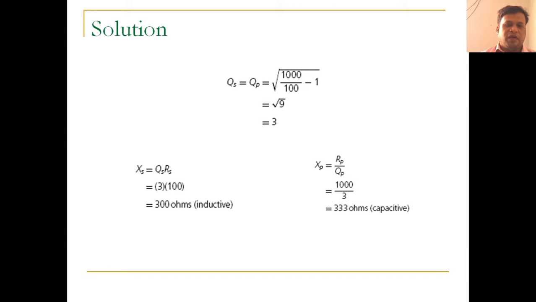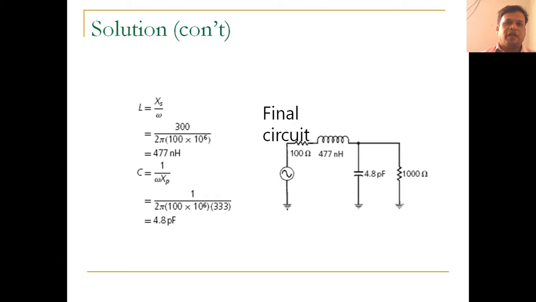We have already seen that Xs is equal to Qs into Rs, that is 3 into 100, which is 300 ohms, inductive reactance, and Xp is equal to Rp by Qp, that is 1000 by 3, which is 333 ohms, capacitive. Now for the final circuit, L is equal to Xs by omega, that is 300 by 2 pi into 100 into 10 power 6, which is 477 nanohenry. C is equal to 1 by omega Xp, that is 1 by 2 pi into 100 into 10 power 6 into 333, which is 4.8 picofarad.